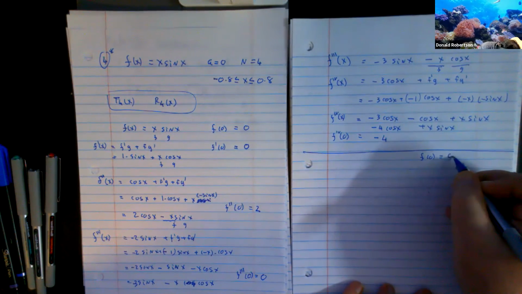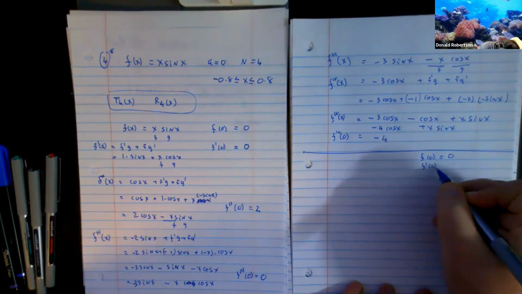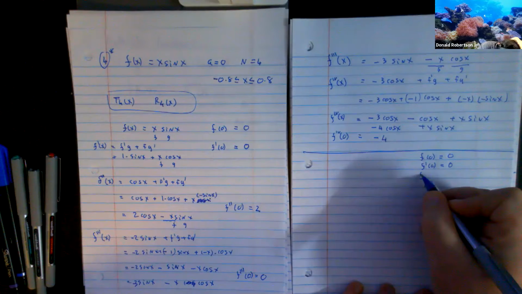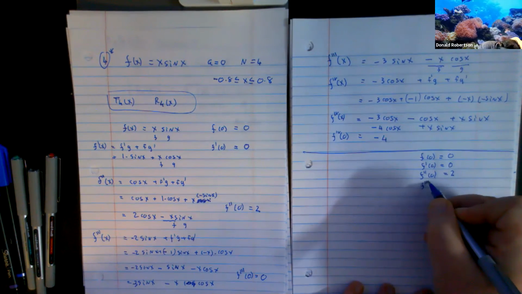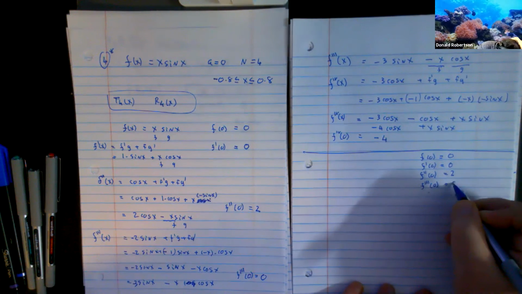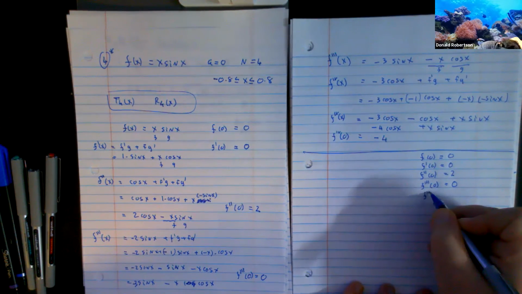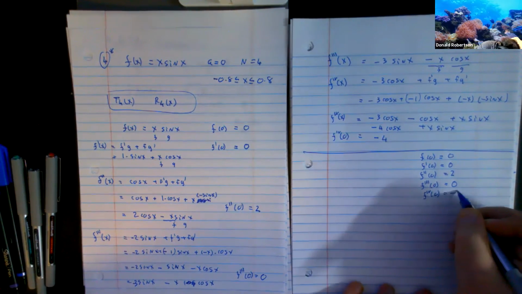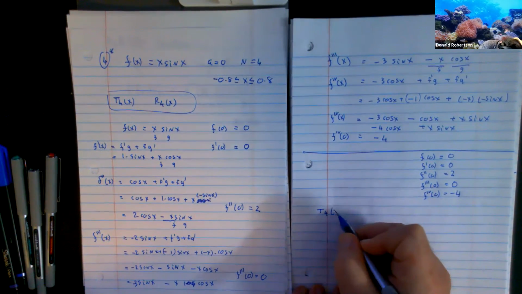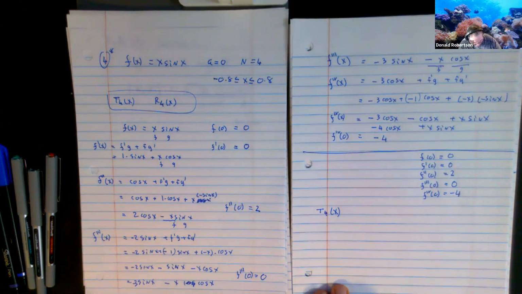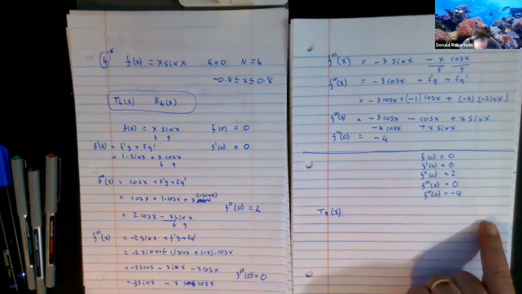f of 0 is nothing. The first derivative at 0 is nothing. The second derivative at 0 is 2. The third derivative at 0 was 0 again. And lastly, the fourth derivative at 0 is -4. So when you do T4 of x, you're basically going to do all the terms up to the fourth derivative.